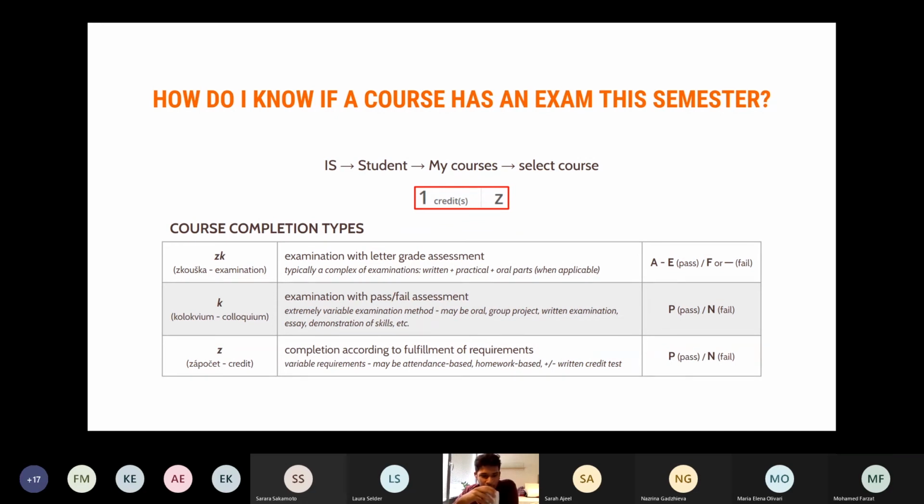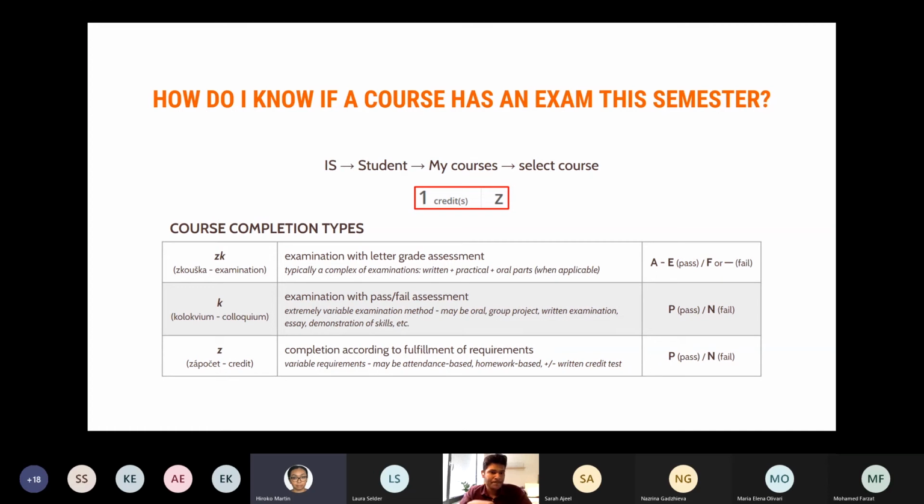Hi guys, so this is just a little tip for you so that when you're in the IS and you have a new semester coming up, you can look at your courses and figure out what kind of completion is needed in order to finish the course, like whether it's an exam or whether it's just credit or whether you don't have to do anything at all. So basically, we only have 3 types of courses.